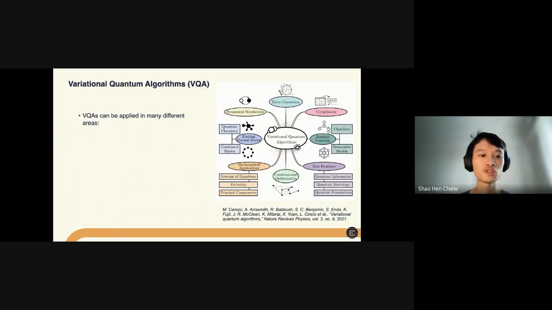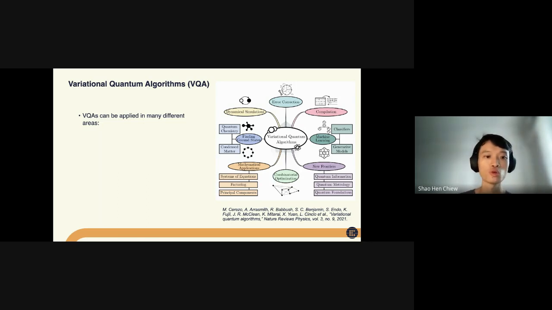So it turns out that this is a rather general framework that can be applied to solve many different kinds of optimization problems. So for example, this is a nice diagram that I've extracted from a recent review paper. We see that the variational quantum algorithm framework can be applied to a lot of problems. So for example, on the left of this diagram is quantum chemistry and condensed matter. So those are in fact the original applications for the variational quantum algorithm.